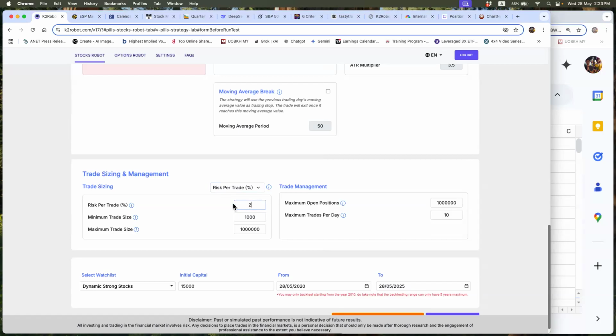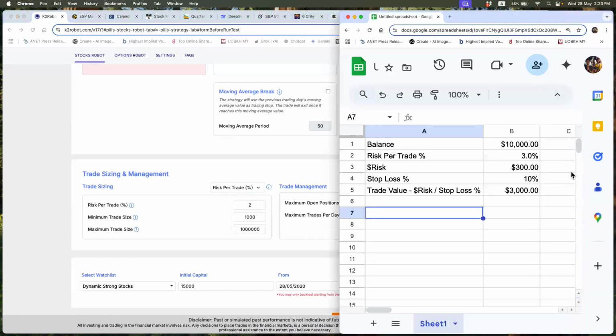All right, so let's see the effect of 2%. Let's say you have a trading account size of 10,000, and then you risk 2% per trade. That means every trade, if it is a losing trade, you're going to lose $200 max. Not all trades will be profitable. Some trades we have to cut loss, so that will be $200.